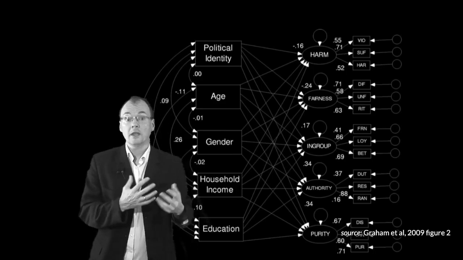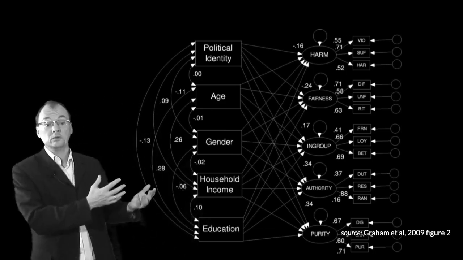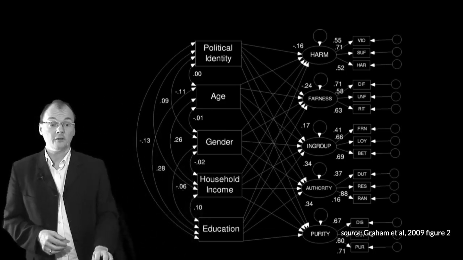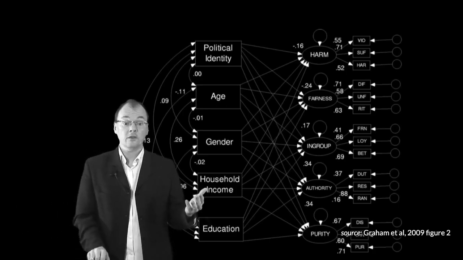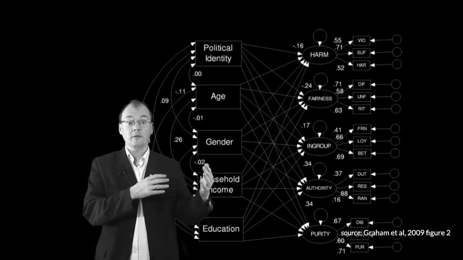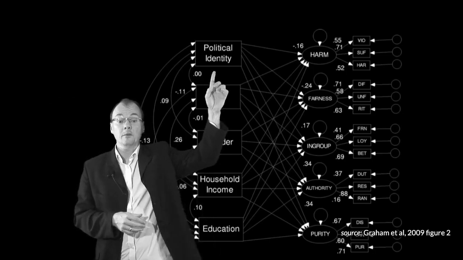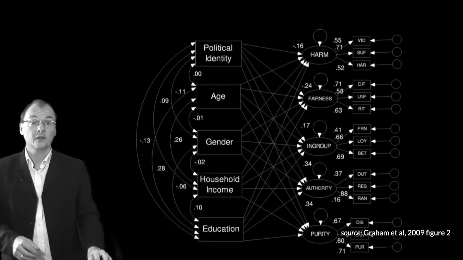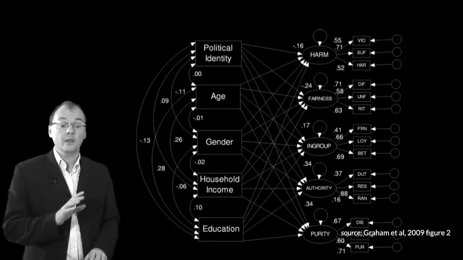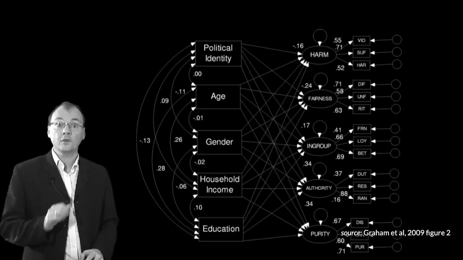So you're more likely to be socially conservative if you're a bit older than if you're a bit younger and so on. But it's not the age itself that's driving the emphasis on purity and the rest. It seems to be political identity. That seems to be the factor that's really doing the work in this study. So that's a good result.